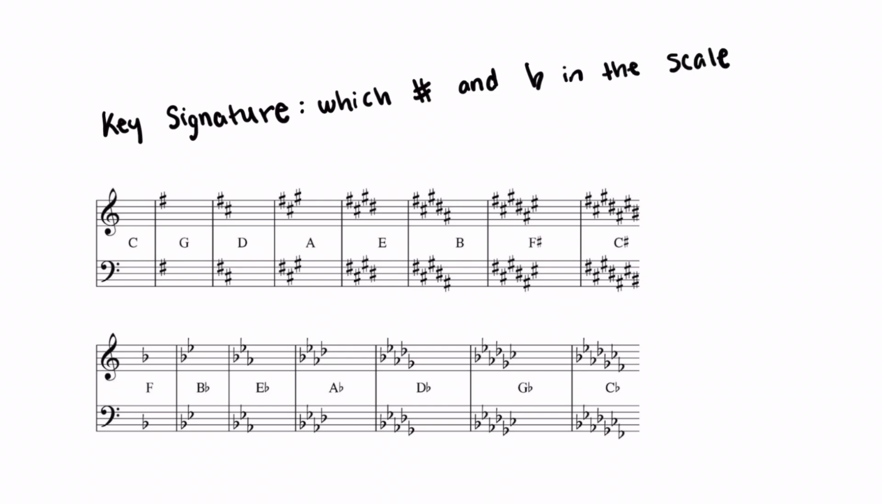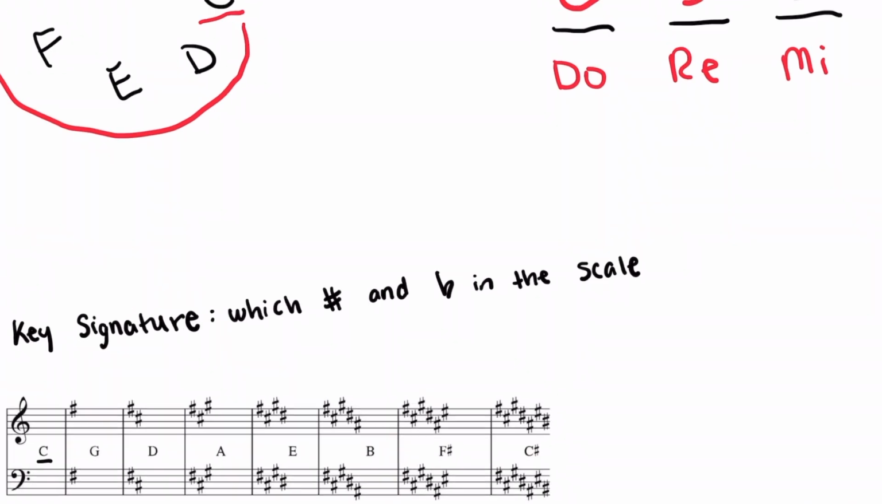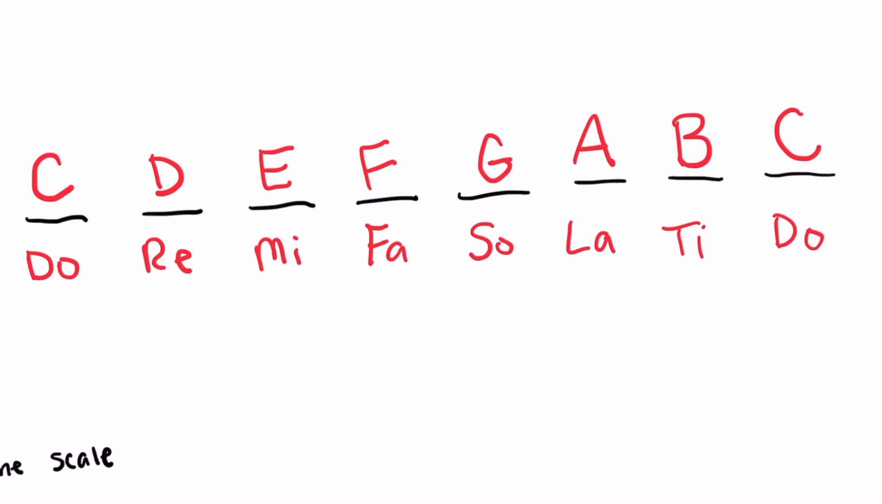Take a look at C. For the C scale, the key of C, are there any sharps or flats? No. So we're all good with this. This is our complete scale.